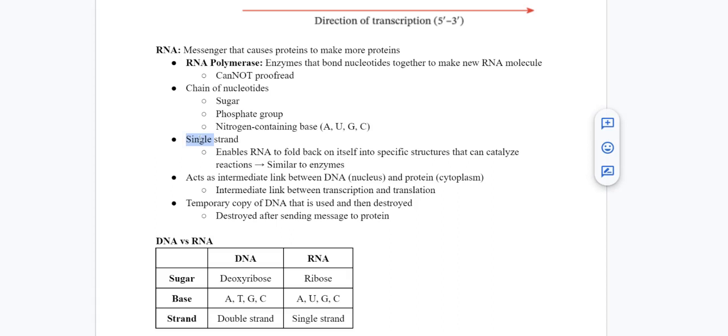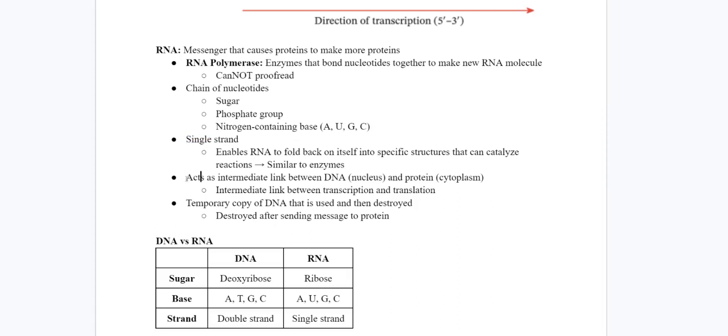The thing about this single strand is that it helps RNA to fold back on itself, and so it can become a specific shape. This helps to catalyze, to increase certain reactions. So this can help RNA to act similarly to enzymes.